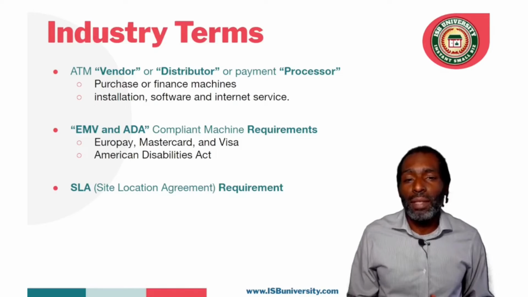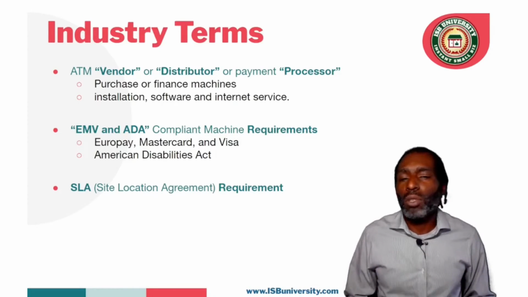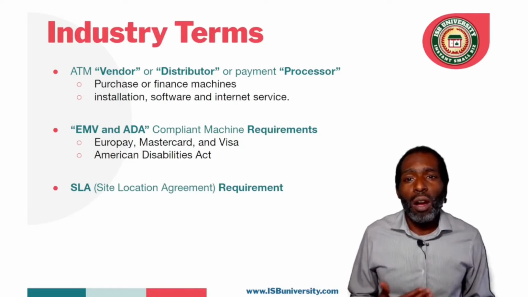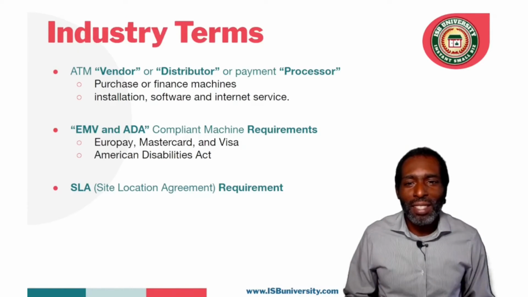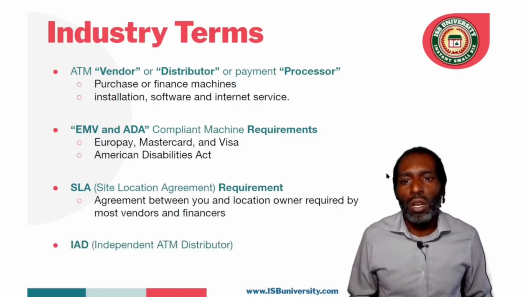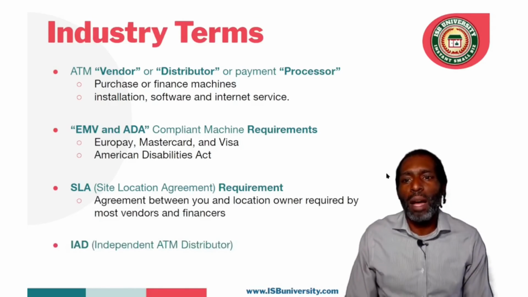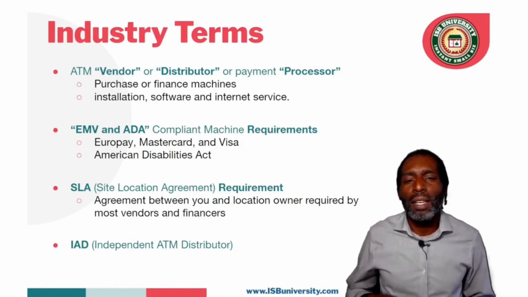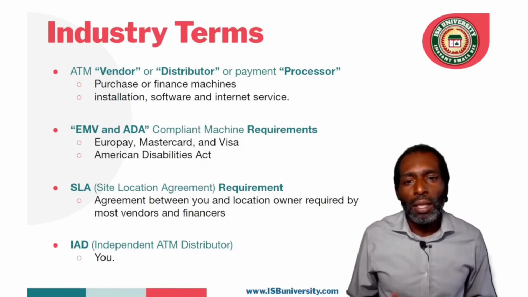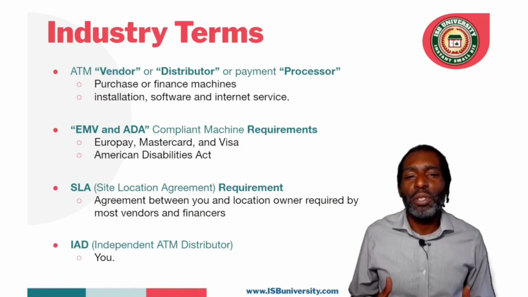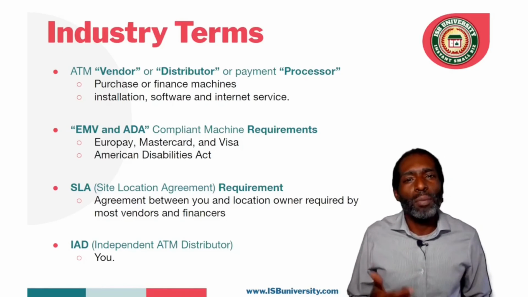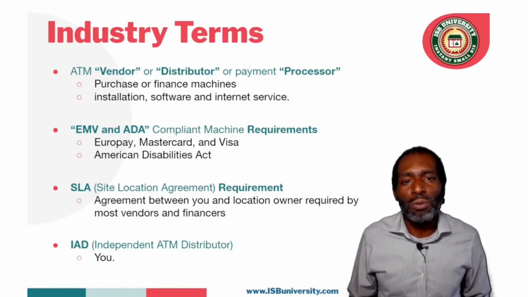And the reason that it's required, not just because it's strongly suggested in business, right? So they won't double back on you, but it's also required for these processors, distributors, and vendors. If you want to finance an ATM, they're going to want to know that you have a location and an agreement already. Again, agreement between you and the location required by most vendors and financiers. IAD, that's you. You're an independent ATM distributor, or you will be. So again, keep that in mind when you hear that. That's what it's referring to, all right? And if you need to do some research, those are the terms.